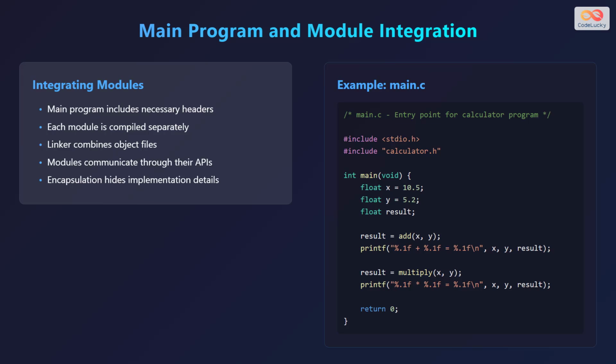It includes stdio.h and calculator.h header files. Inside the main function, variables x and y are initialized to 10.5 and 5.2, respectively. The result of adding x and y is stored in result variable and printed on the console. Similarly, the result of multiplying x and y is stored in result variable and printed on the console. Finally, the program returns zero.